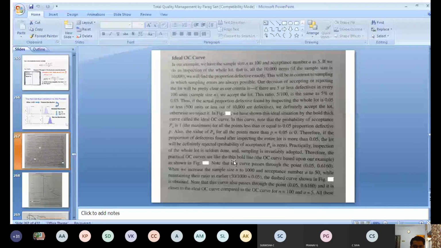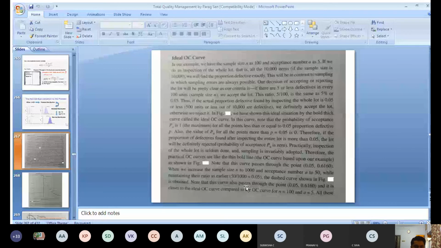Therefore the practical OC curves are like the thin bold line, the OC curve based upon our example. Note that this curve passes through the point 0.05, 0.616. When we increase the sample size small n to 1000 and acceptance number A to 50, while maintaining their ratio as earlier, 50 divided by 1000 is equal to 0.05, we get the dashed curve shown in the figure. Note that this curve also passes through the point 0.05, 0.616, and it is closer to the ideal OC curve compared to the OC curve for n equal to 100 and A equal to 5.